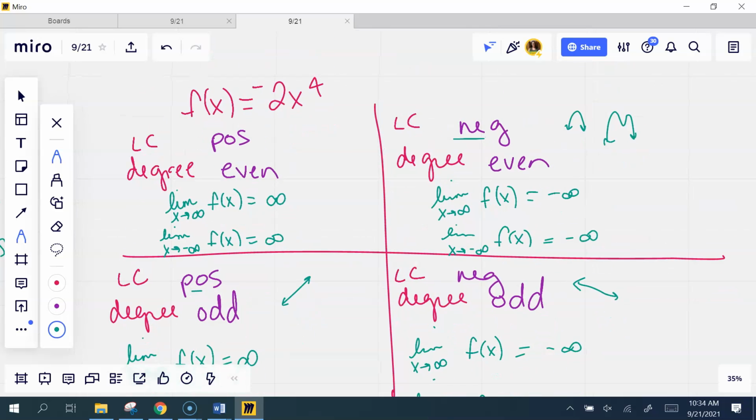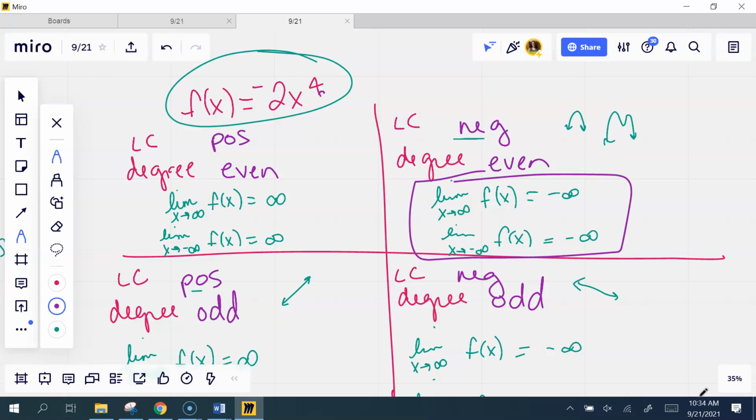Oh, I'm sorry. I didn't go back and answer the question. What's the end behavior of this function? So it's negative even, right? So that is the end behavior of that function. Sorry, thank you, Charlie.